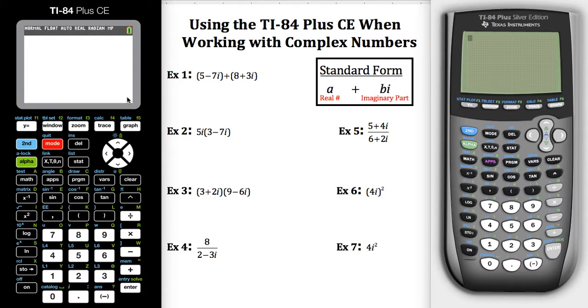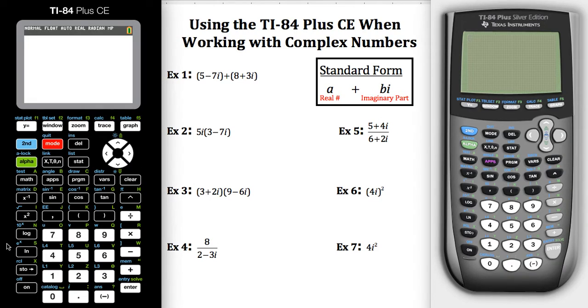but it still does work. So basically, we're going to take a look at all of our complex numbers here, and we're typically going to want our answers to be in standard form. So that would be a plus bi, with the a being the real number part and the bi being the imaginary part. The calculator is going to automatically put it in that form for you.